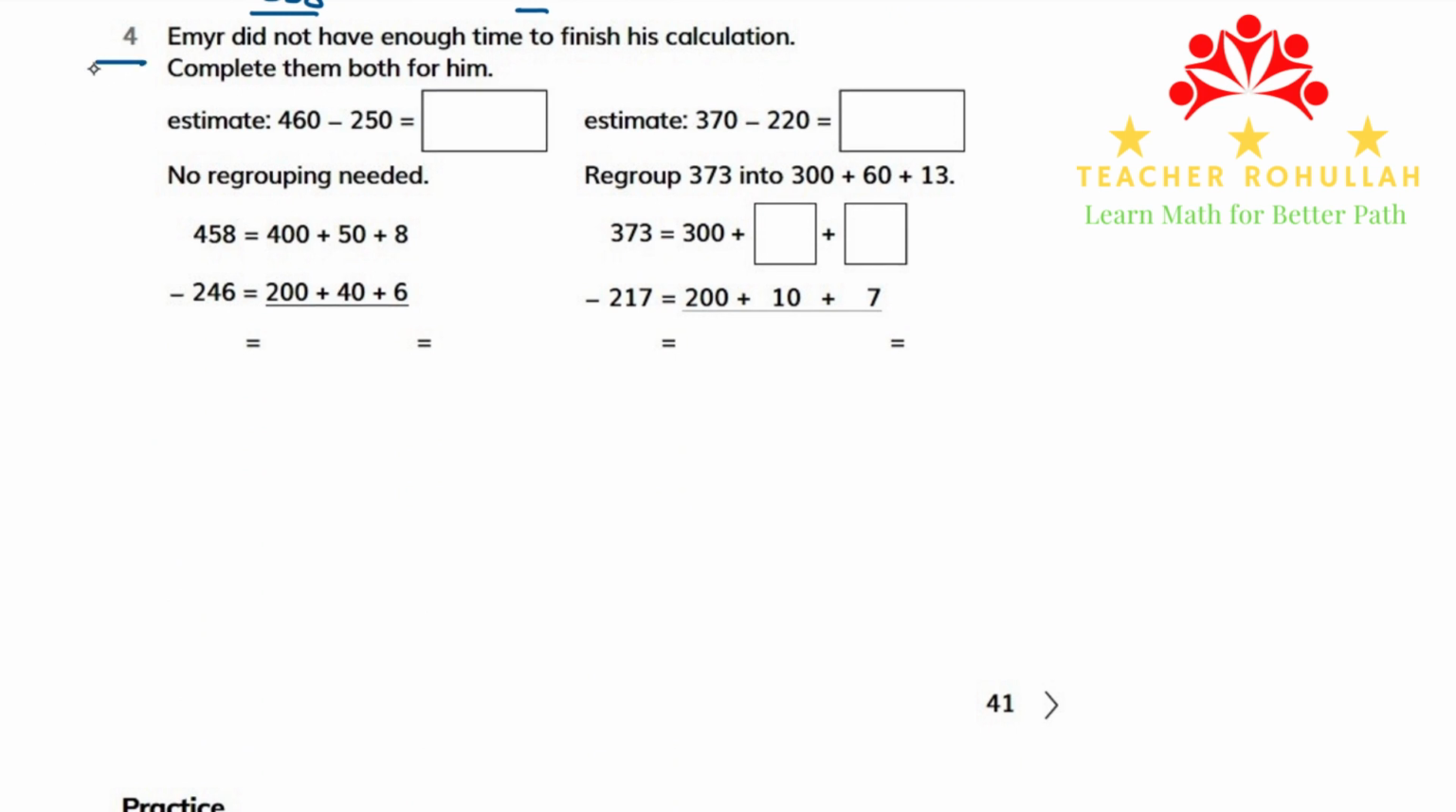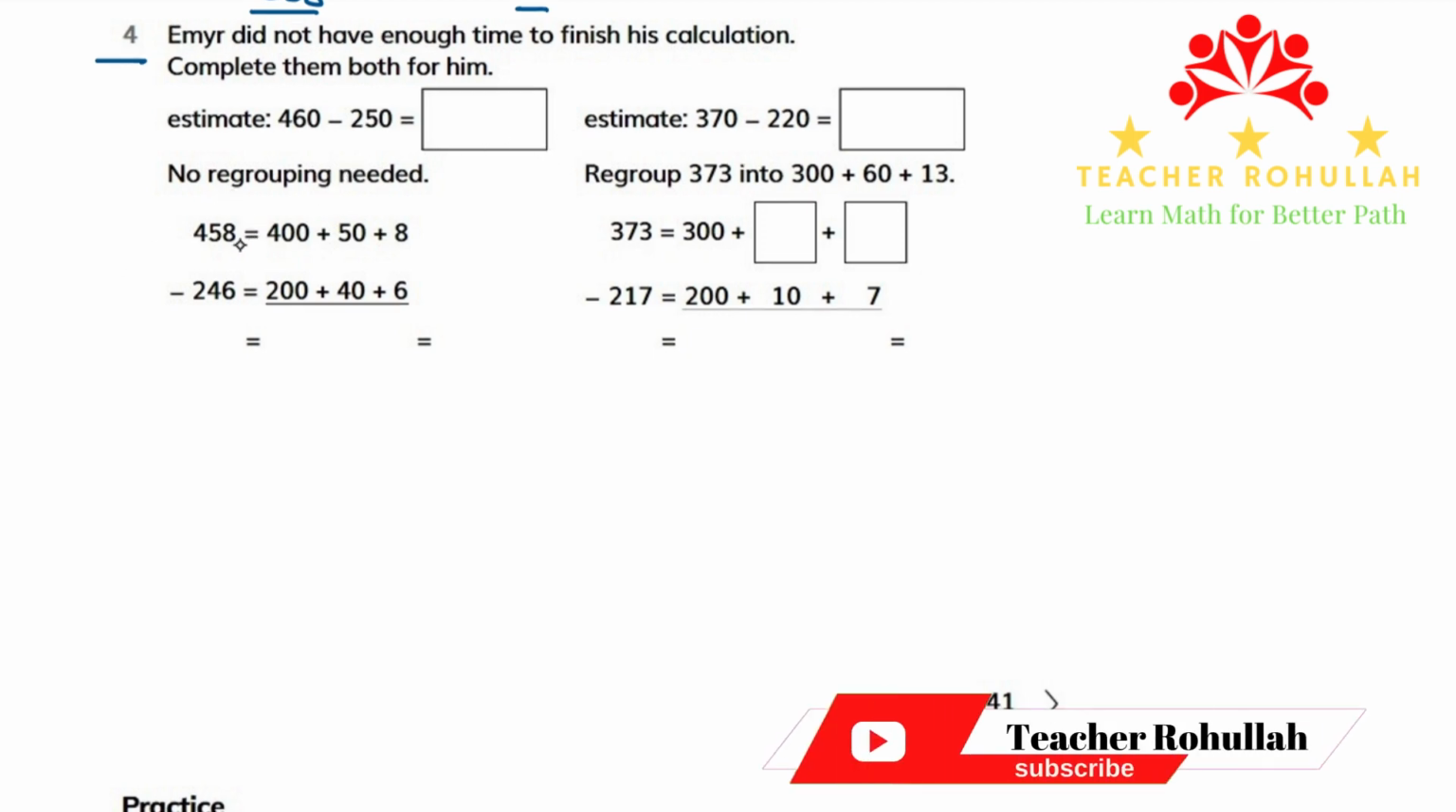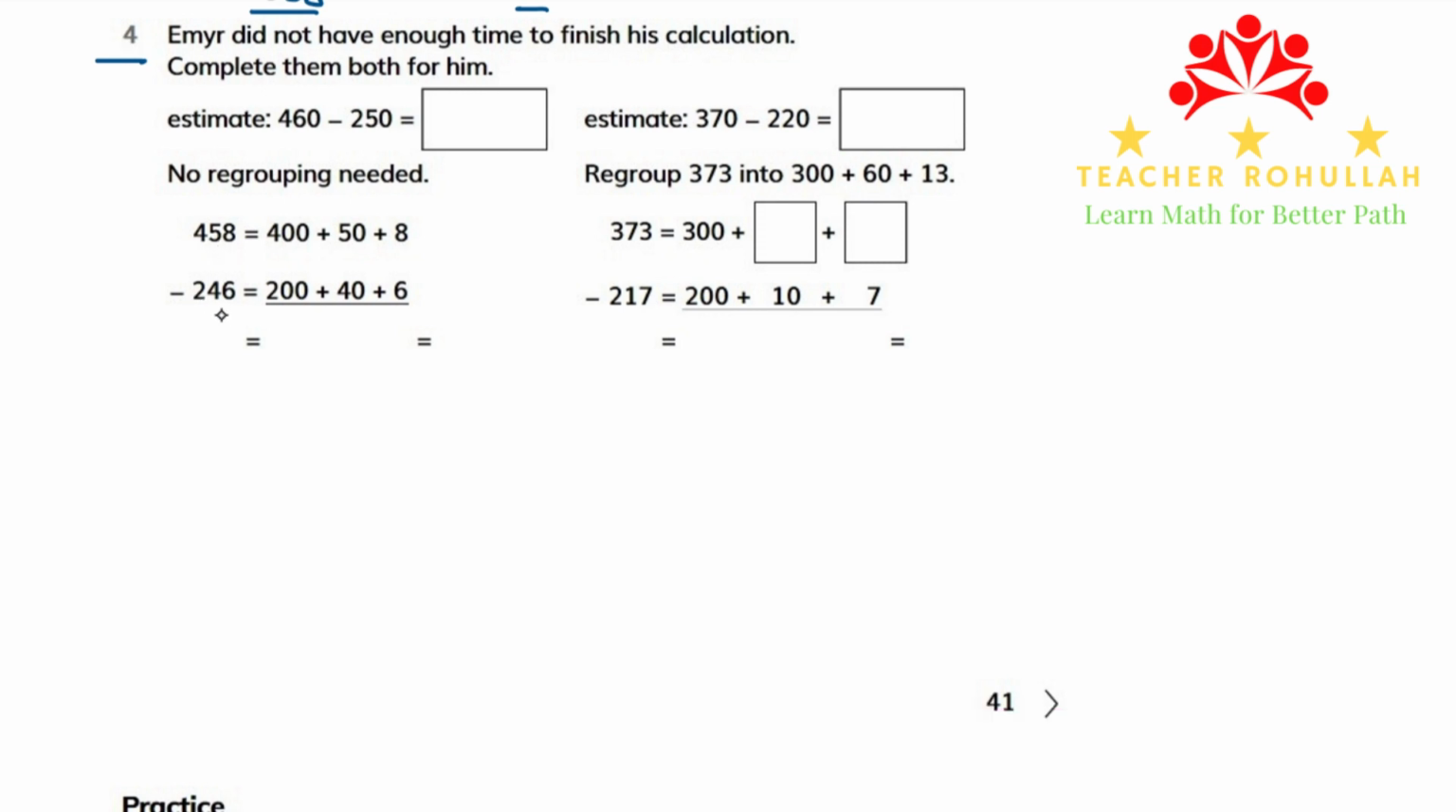In question number 4, it says, Amir did not have enough time to finish his calculation. Complete them both for him. We have two questions over here. The first one is on the left side and the second one is on the right side. In the problem to the left, we have 458 minus 246. So he has already rounded his numbers to the nearest 10 and he got 460 and 250.